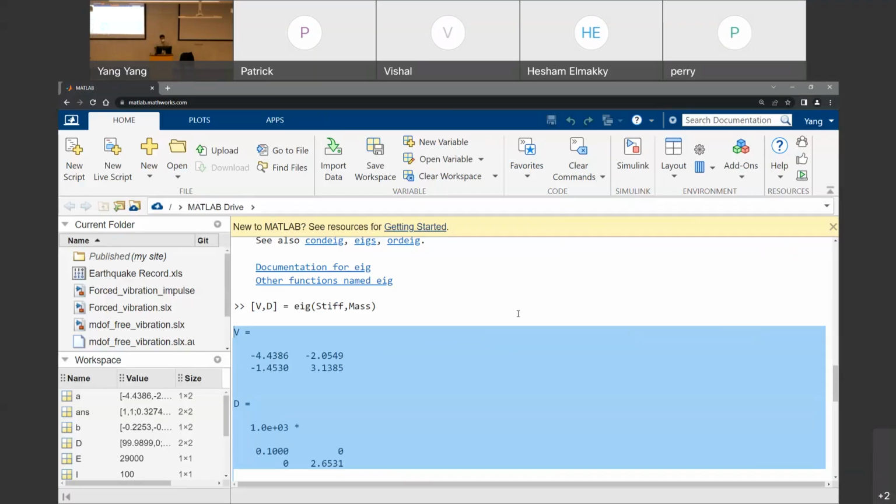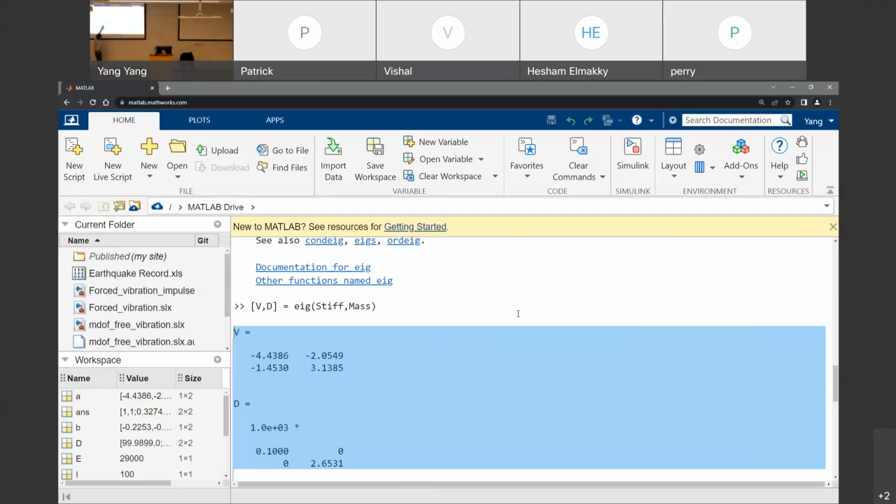So any questions for the MATLAB part? In the exam, you can actually use MATLAB. Can you scroll back down, please? I'll explain the numbers we get over here.